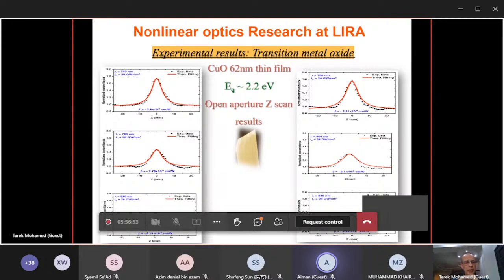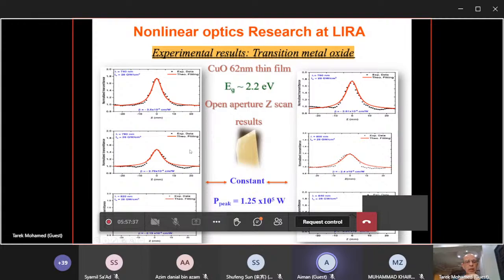Here are the open aperture Z-scan results. We fix the laser peak power at 1.2 times 10 to the 5 watt. We change the wavelength, 740, 780, 820, and this keeps the intensity at 28 gigawatt per square centimeter. And here we get beta. We change the wavelength from 740 to around 840, so there is a nonlinear absorption coefficient for each wavelength.